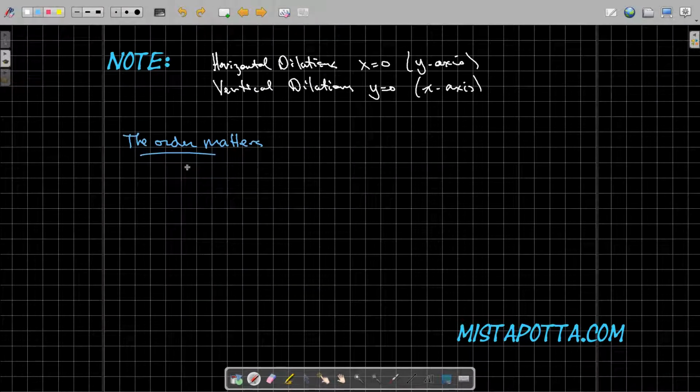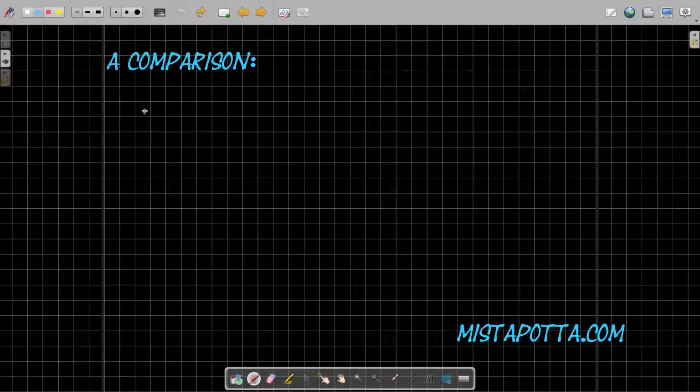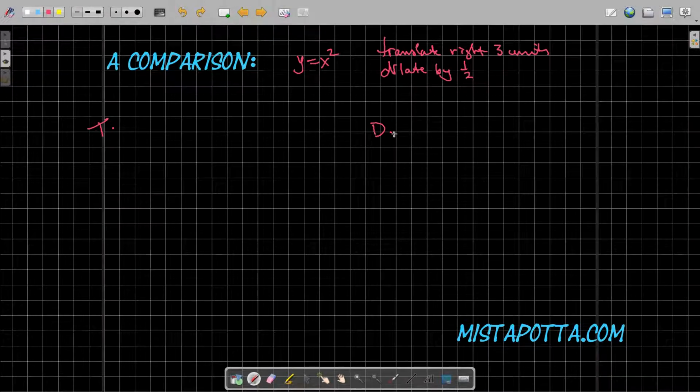So I want to do an example of where the order matters here. So let's talk about a comparison of two functions. I'm going to do this function twice. In both of these, we're going to be dealing with y equals x squared. And in both of these, we're going to translate right 3 units. And we're going to dilate by 1/2. So my question is, what happens when I translate first versus when I dilate first?